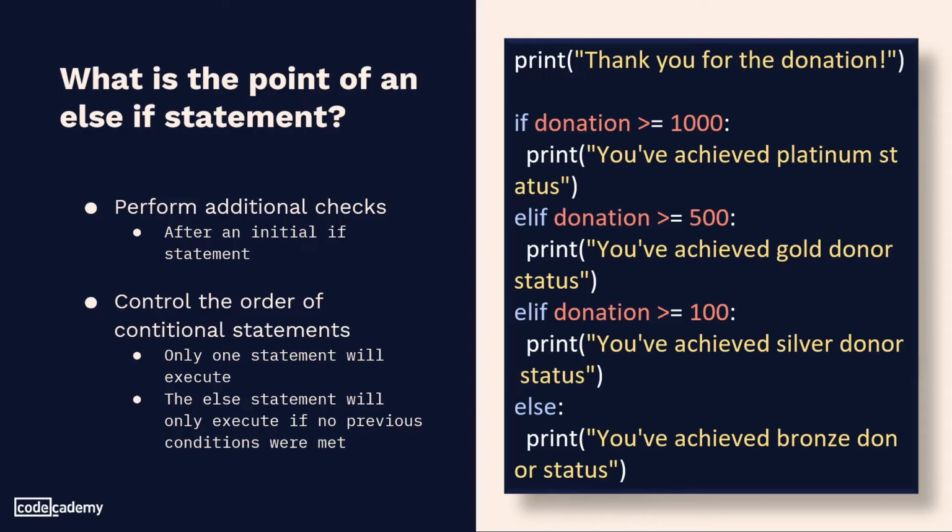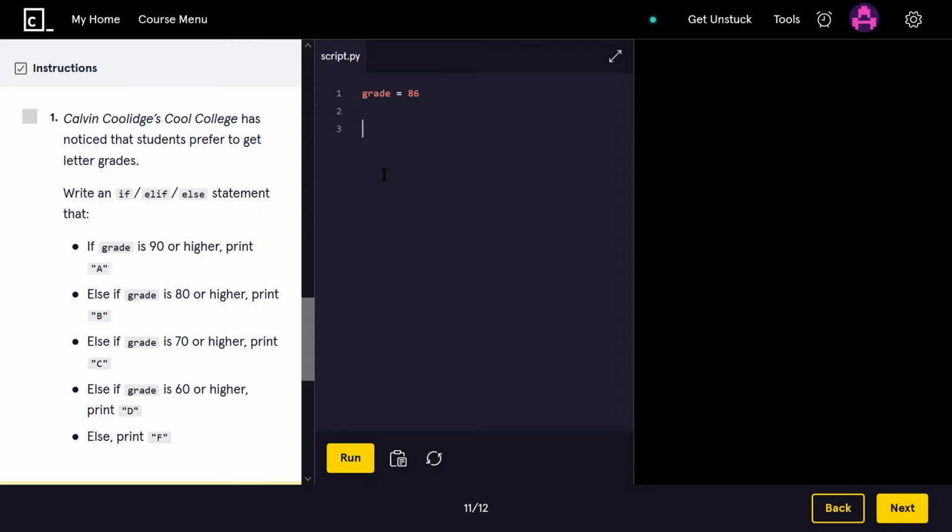Now that we've covered a bit of the basics of using else-if, let's go through the instructions for this exercise. Let's return back to our program about grades at school. The instructions for this exercise ask us to create an if, elif, else statement to calculate the student's letter grades. If their grade is 90 or higher, we print A. For 80 or higher, we print B. For 70 or higher, we print C. 60 or higher is D. Otherwise, it's F. So we'll start with an if statement.